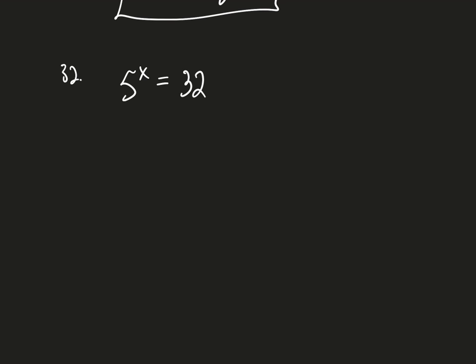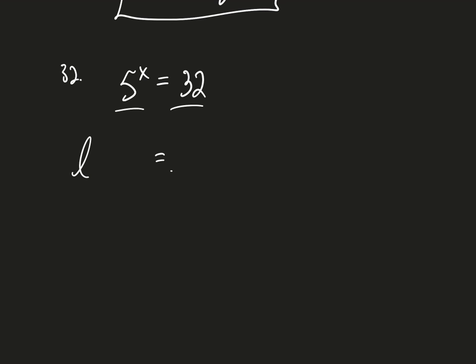Well, 2 strategies. One is called equality. Can you make the number bases the same? Obviously, 5 and 32 aren't the same right off the bat. Can you think of a way to write 5 as a power of 32 or 32 as a power of 5? No. So if that doesn't work, then you have to use inverses.